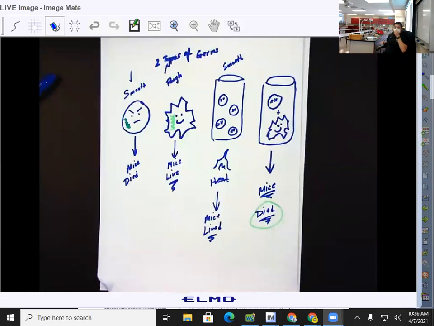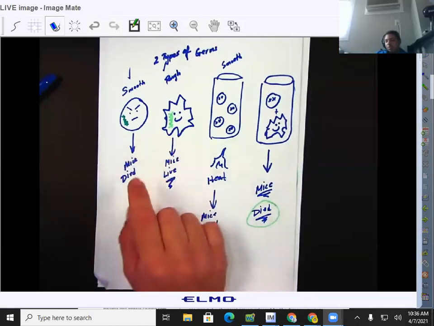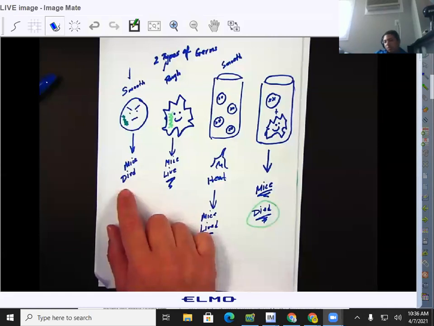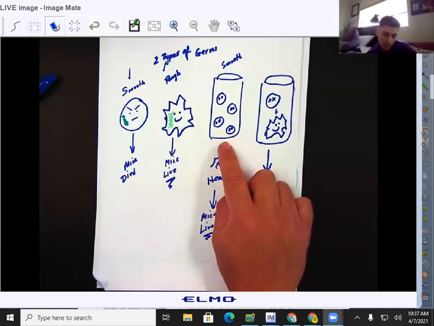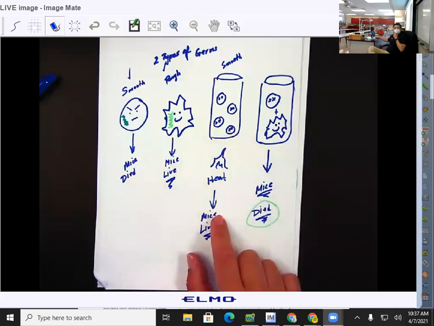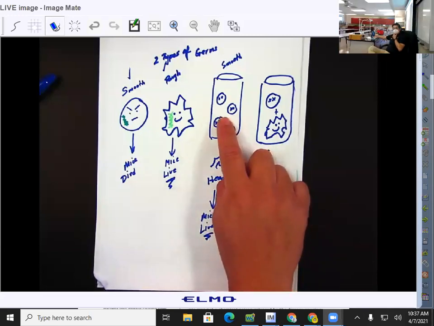So step one, what happened? How many types of bacteria did we have? Two, good. Which one killed the mice? The smooth bacteria. Good. Now, what did he do to the smooth bacteria right here? He heated it, and then what did this juice do to the mice? They lived. Very good. Then he took this juice with the dead bacteria. That's why we cook our food, to kill bacteria. He did the same thing.